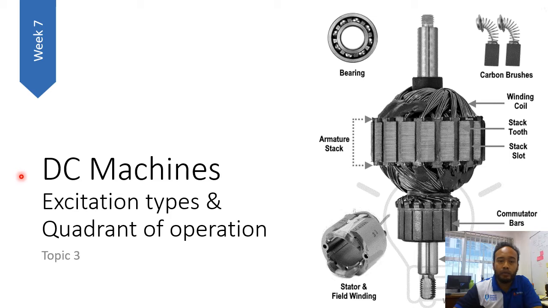So in this third week of discussion on DC machines, what we are going to look at is basically what we call excitation types and quadrant of operation.